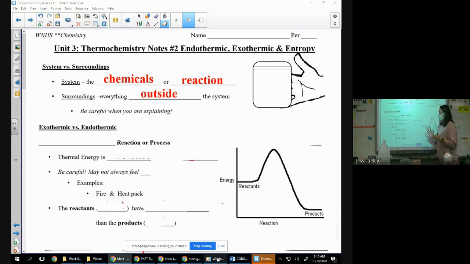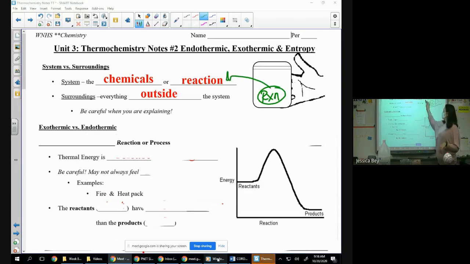I know it seems really simple, but the lab that we're going to let you guys do is called chemistry in a Ziploc. The reaction, and sometimes people write RXN, the reaction is the system, and when you put your hand on it or you feel it or you're touching it, this is the surroundings. We're talking the bag, the thermometer, your hand, the air, everything outside of the actual reaction. Perfect. Everybody's on the same page for that.